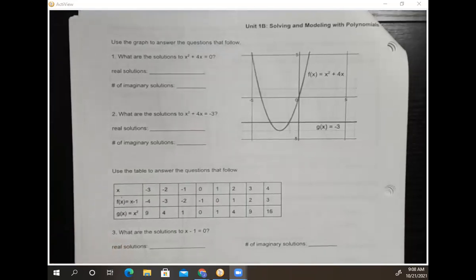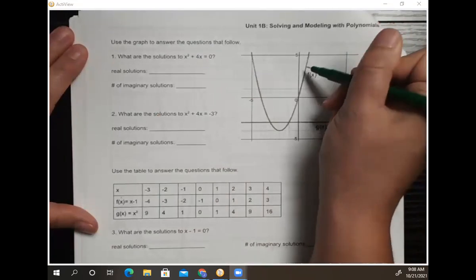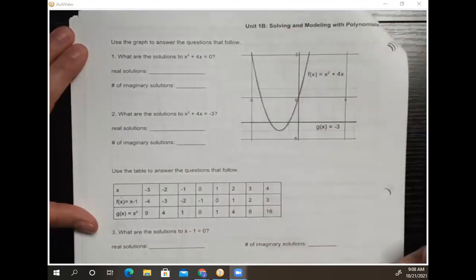For the examples that we're looking at today, our graphs are provided to us, but you did also look at some examples specifically with your Delta Math yesterday, where you had to graph functions on your calculator or on Desmos. So for today, the difference is that our graphs are given to us. If we take a look at number 1, it says, what are the solutions to x squared plus 4x equals 0? I've got the graph here of x squared plus 4x.